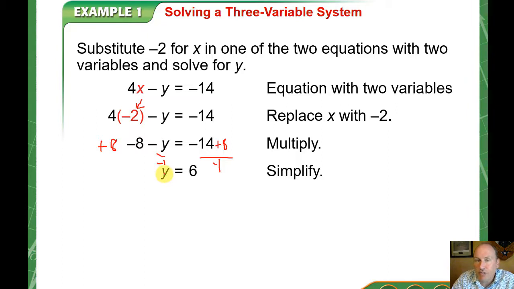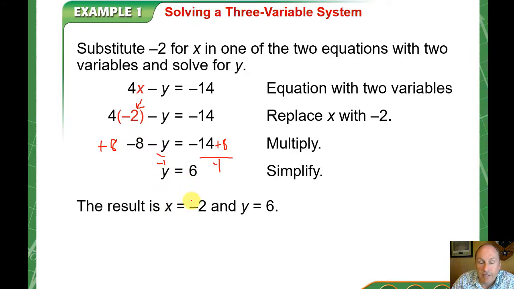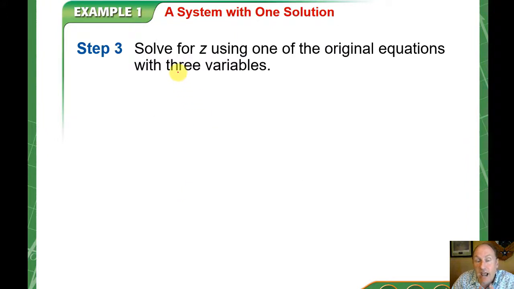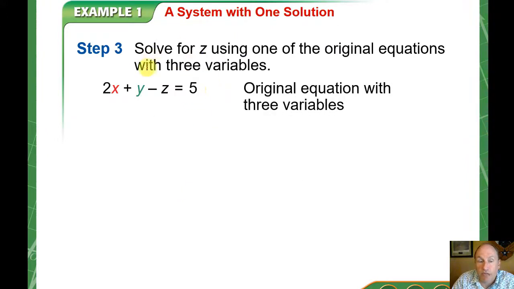So now we've got two pieces of information. X is equal to negative 2, y is equal to 6. We only need one more data point to get that ordered triple that includes the three coordinate solution. So negative 2 and 6 for x and y respectively. Now we solve for z using one of the original equations with three variables, because now we know x and we know y. So pick the easiest one to work with. 2x plus y minus z equals 5.